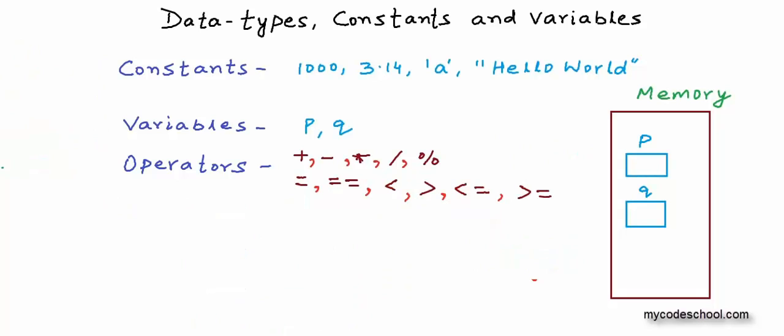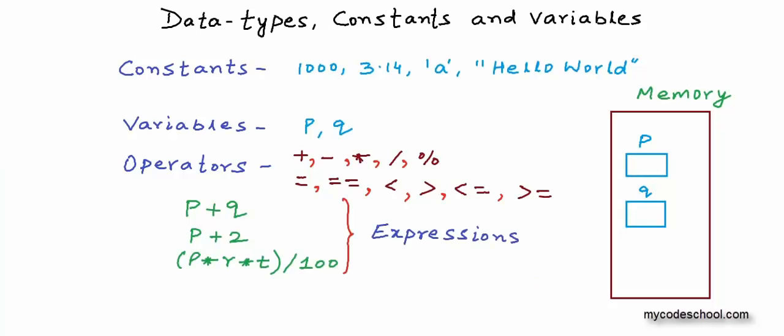Constants, variables, and operators are combined together to create mathematical and logical expressions that would evaluate to something. For example, let's assume that p and q are variables of type integer, then p plus q will evaluate to the sum of values stored in p and q. P plus 2 will evaluate to the value stored in p plus 2. Now 2 is a constant here, a constant of type integer, and we can have complex expressions also, like this one to calculate simple interest. Let's now see how we can use these building blocks in a real program.